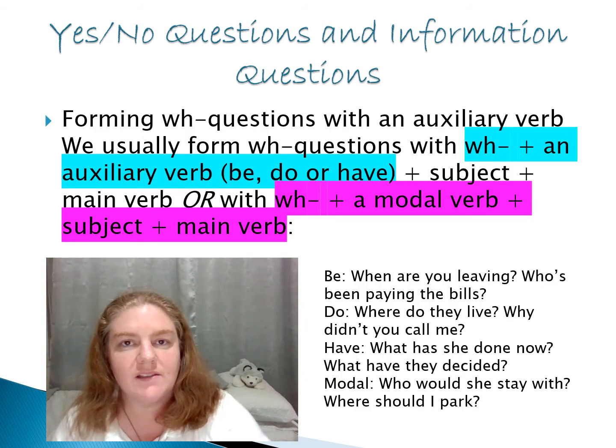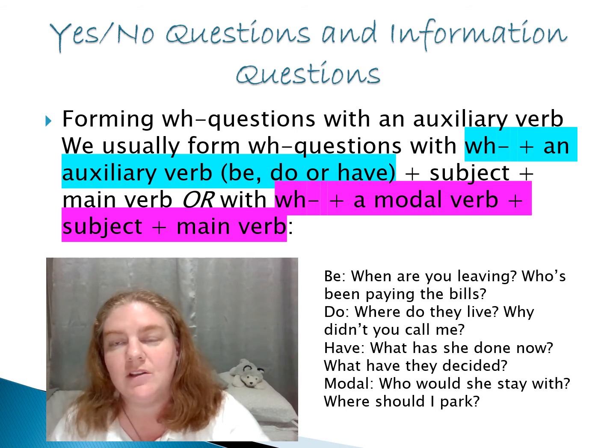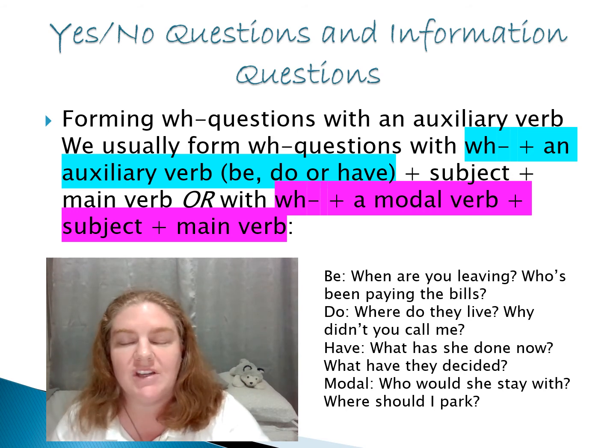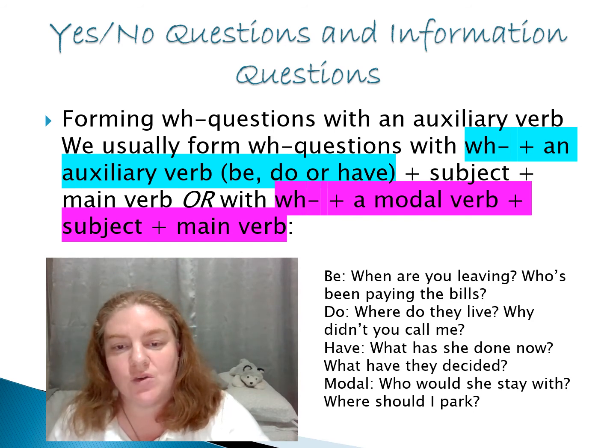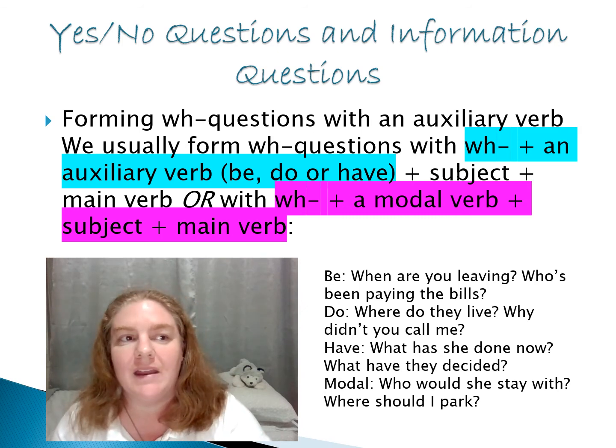There are two ways to form WH questions with auxiliary verbs. We usually use the form of WH question word plus an auxiliary verb such as be, do or have, followed by the subject and the main verb. We could also use the WH question word plus a modal verb followed by the subject and the main verb.